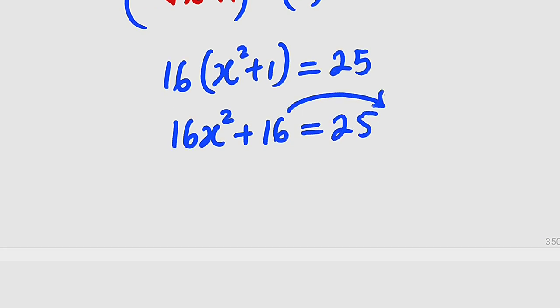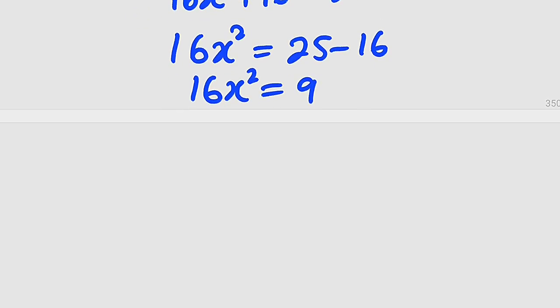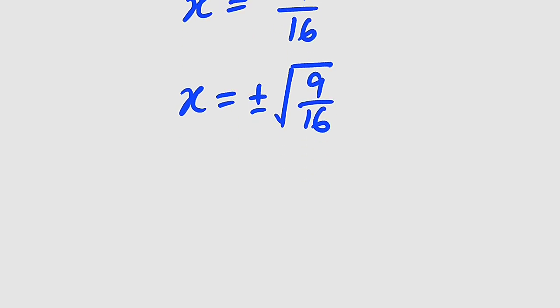Let us take 16 to the other side. We have 16x squared equal to 25 minus 16, and 25 minus 16 is 9. Hence 16x squared equals 9. Let us divide both sides by 16. We have x squared equal to 9 divided by 16. Remember, we are looking for x. Therefore, we can take the square root of both sides. x equals plus or minus the square root of 9 divided by 16. We know that the square root of 9 is 3 and the square root of 16 is 4. Hence, x equals plus or minus 3 divided by 4.